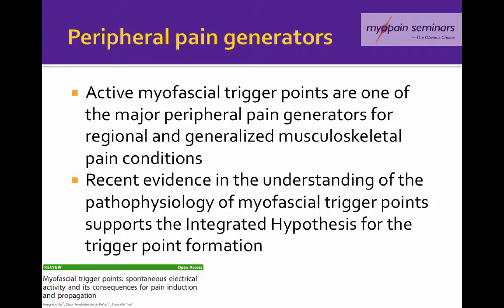If we now focus our attention on myofascial trigger points, according to Hong-Yu Gao and colleagues in this article, indeed, active myofascial trigger points can be thought of as one of the major peripheral pain generators for regional and generalized musculoskeletal pain conditions. Recent evidence in the understanding of the pathophysiology of myofascial trigger points supports the integrated hypothesis for trigger point formation. Clearly, not everyone is in agreement with this, and there are quite a few people who say that trigger points are not peripheral pain generators, but they also then do not provide an explanation to the phenomenon that we have come to know as myofascial pain.